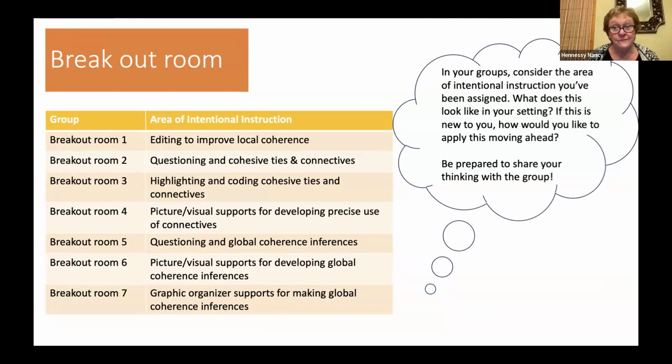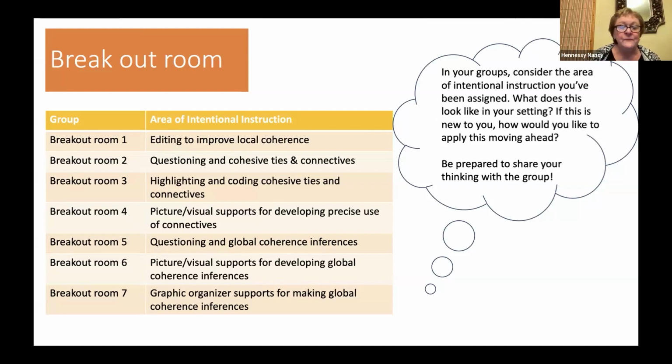So remember your number and remember what it is you're going to talk about. If you're in 1, you'll be talking about editing to improve local coherence. These are all things that Julia just described and that are in the chapter. Seven minutes again? I think we'll go with about 8 minutes this time because it'll take a little bit longer to discuss.